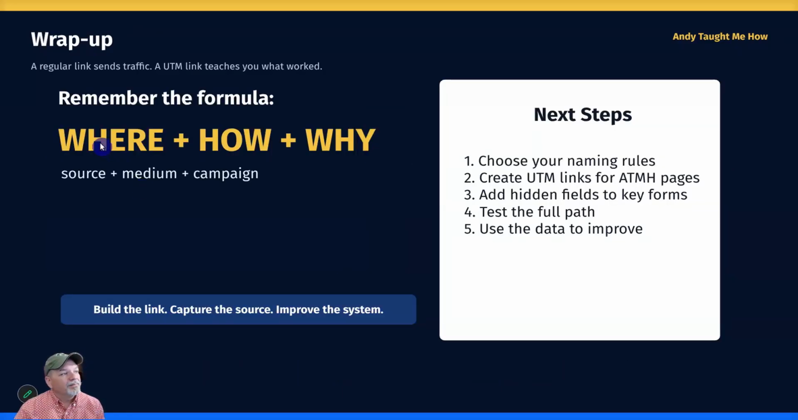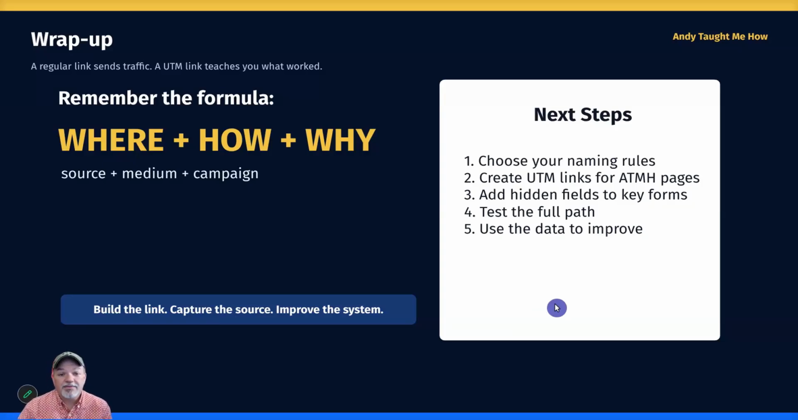All right, the most important thing today is remember the formula: where, how, and why. Where is the source, how is the medium, and why is the campaign. Build the link, capture the source, and improve the system.